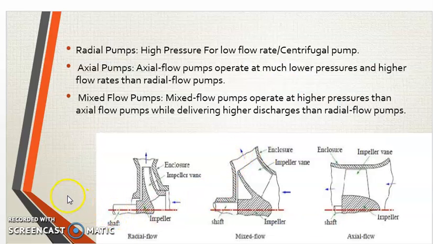Now we're going to study and see what radial pumps are. Different pumps have different meanings. Radial pumps, centrifugal pumps, give high pressure for low flow rate. Axial pumps operate at lower pressures and higher flow rates than the radial pumps. And the mixed flow pumps are those that operate at higher pressure than the axial flow pumps while delivering higher discharge than radial flow pumps. It's quite clear.